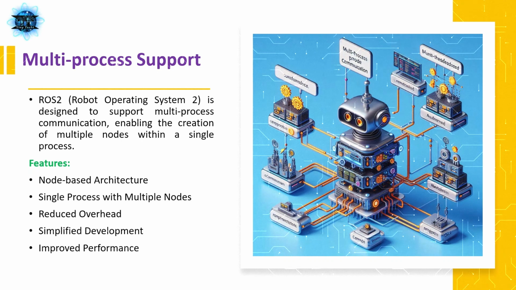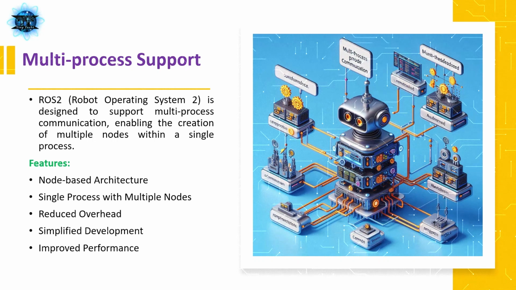And what is simplified development? Why this matters is for developers, the people making the robot software. Having multiple nodes in one process makes it easier to write and fix the code. It's like having all your tools in one toolbox instead of scattered around the house.